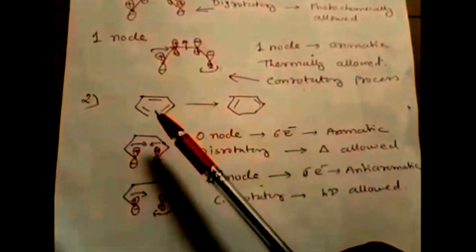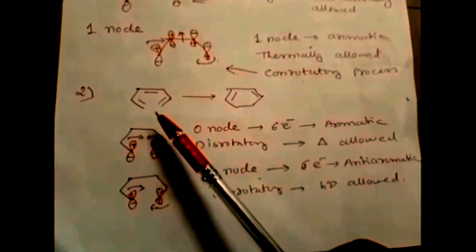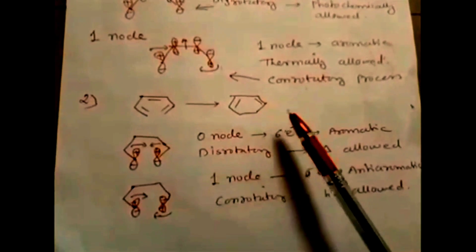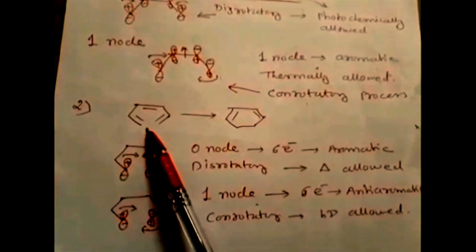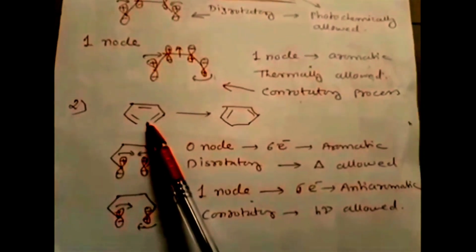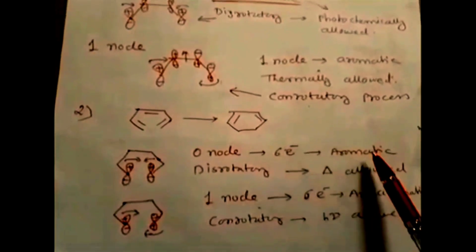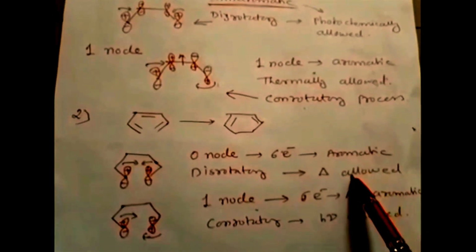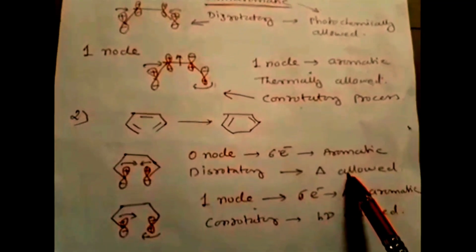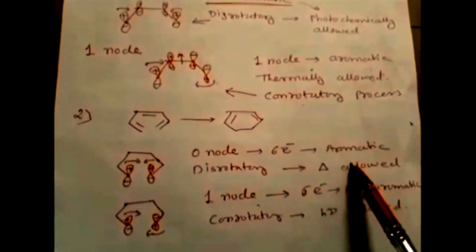By calculation. Now this is another example in which hexatriene is converted into cyclohexadiene. 6 electrons are involved. So 6 electrons, that means according to 4n plus 2 pi electrons, 0 node, 6 electrons, that is aromatic. Aromatic means thermally allowed. Now see whether this is a conrotatory process or a disrotatory process.